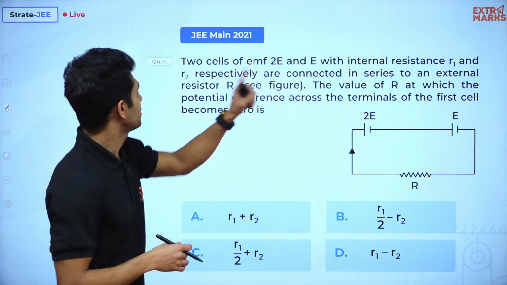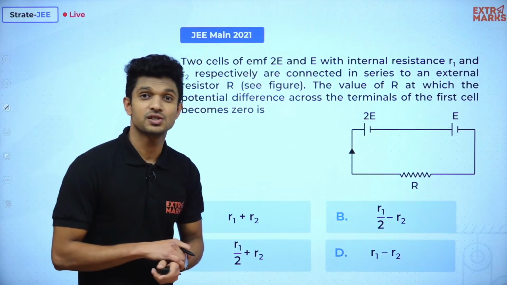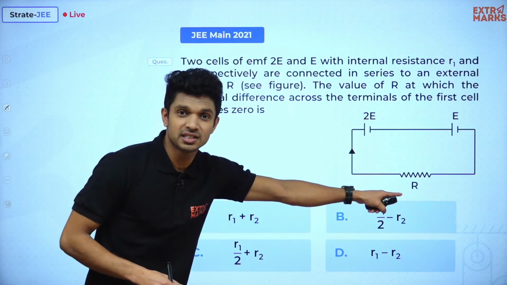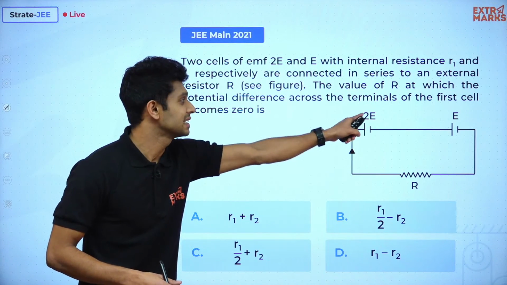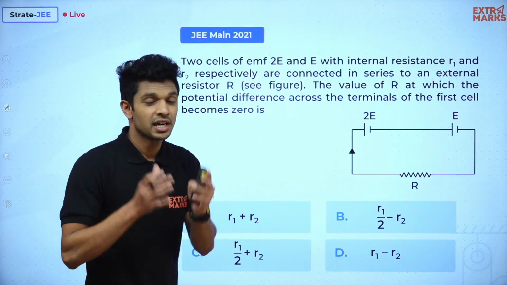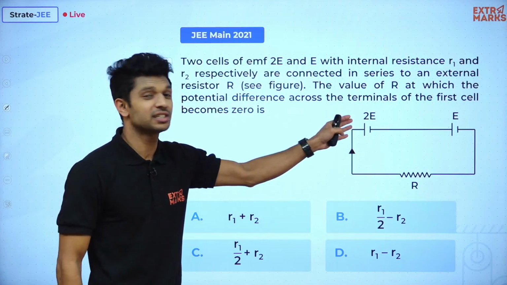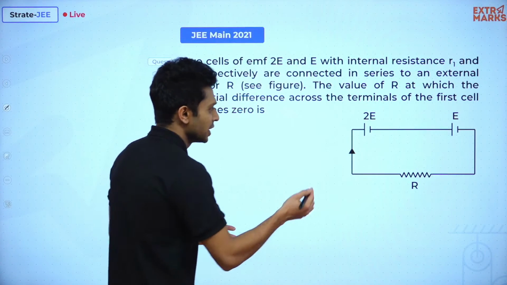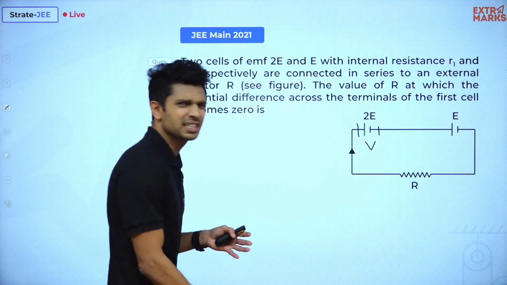The value of R at which the potential difference across the terminals of the first cell becomes 0. We have to find that value of resistance so that the potential difference across the first cell, where the EMF of the cell is 2E, is 0. At what value of R is the potential difference across the first cell going to be 0? Okay, let's find out. So I'm going to mark the potential difference over here as V. Should I change the color of the pen?